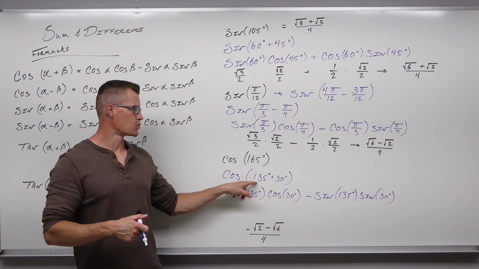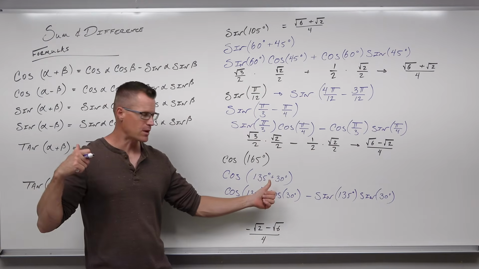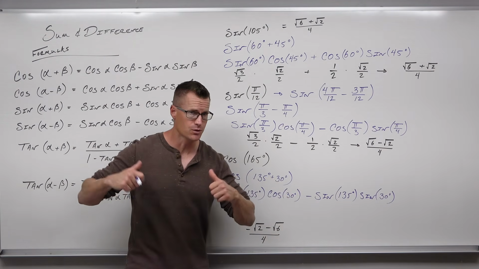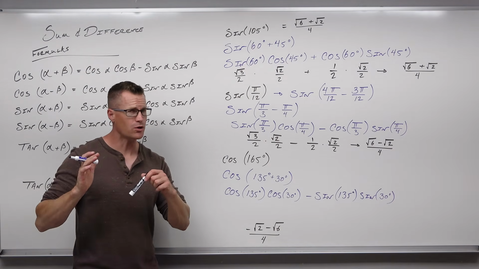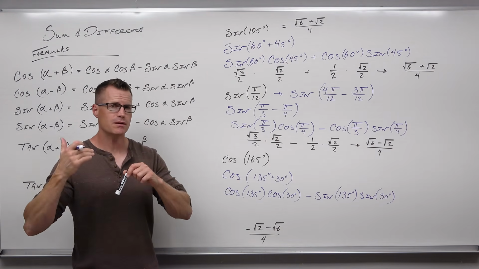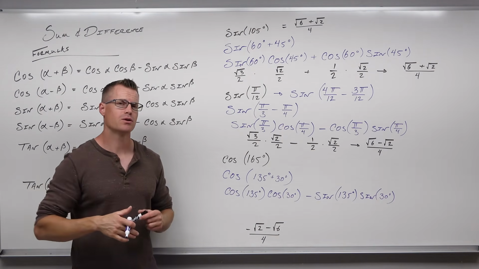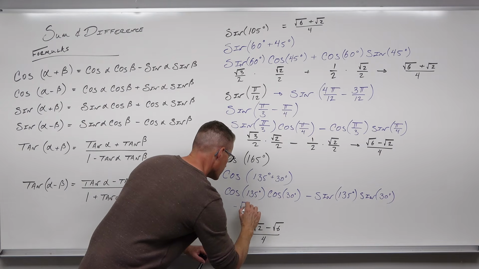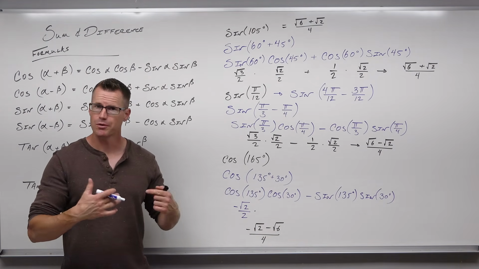Take a look at it. Here's 135 plus 30. That is 165. Using the same exact formula, cosine first, cosine second, minus sine first, sine second. That's exactly what we're doing here. Cosine of 135 degrees, that's in the second quadrant. That right there is going to be negative square root 2 over 2. The x-coordinate is negative in the second quadrant. You're going to get negative square root 2 over 2. Cosine 30 degrees, well, that's square root 3 over 2.